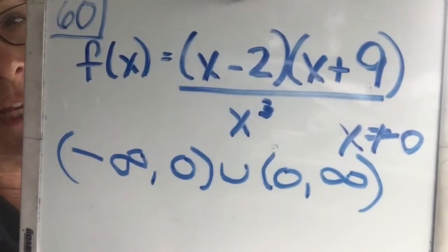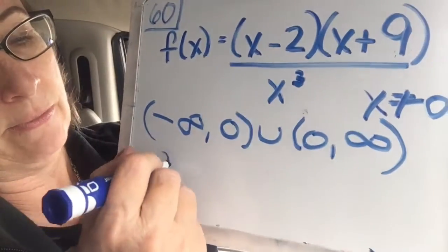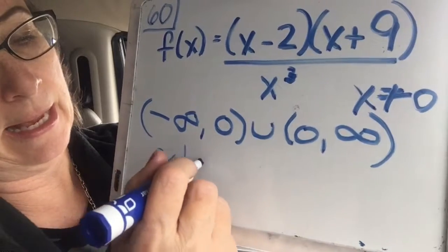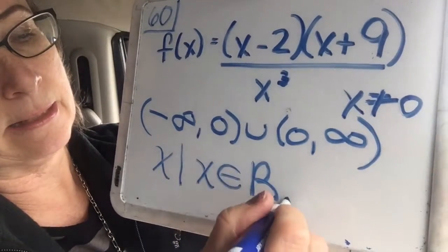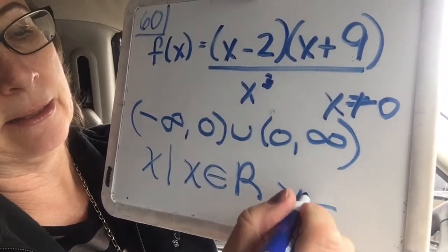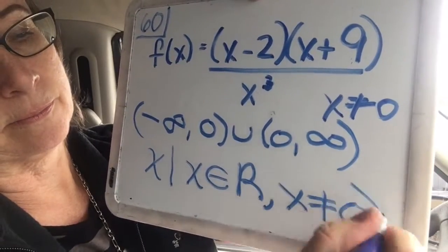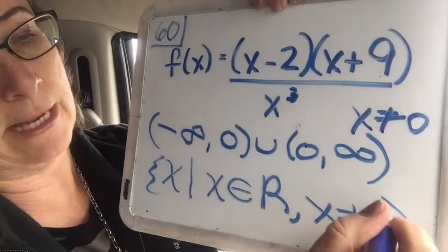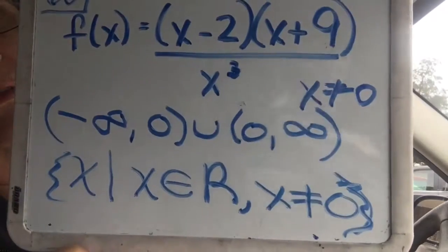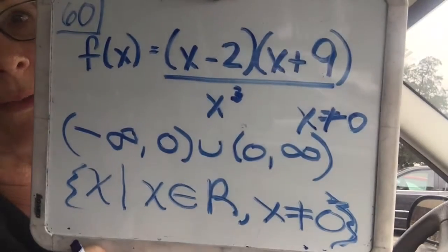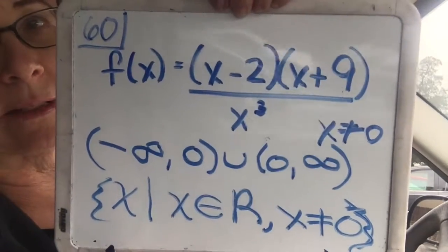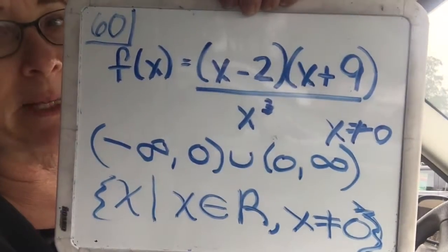And then in set notation, we would say the set of all x such that x is an element of the real numbers, but x cannot be 0. So there's your set notation and your interval notation there for that problem. And I'm going to do another one of these, even though it's not a multiple of 10, because I just want you to be clear on this.